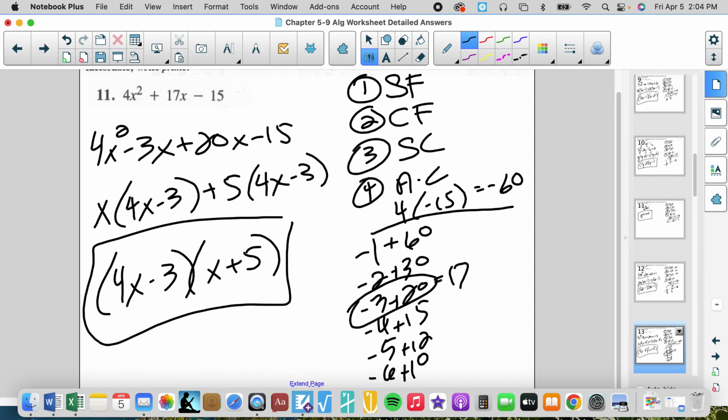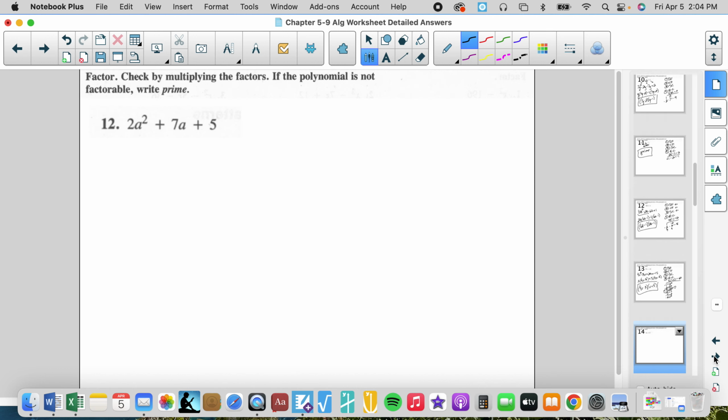Yeah, we can check. Outside would be 20x, inside would be -3x. That gives us +17. Firsts are 4x squared, lasts are -15. That's just a quick check. Super easy to check also.